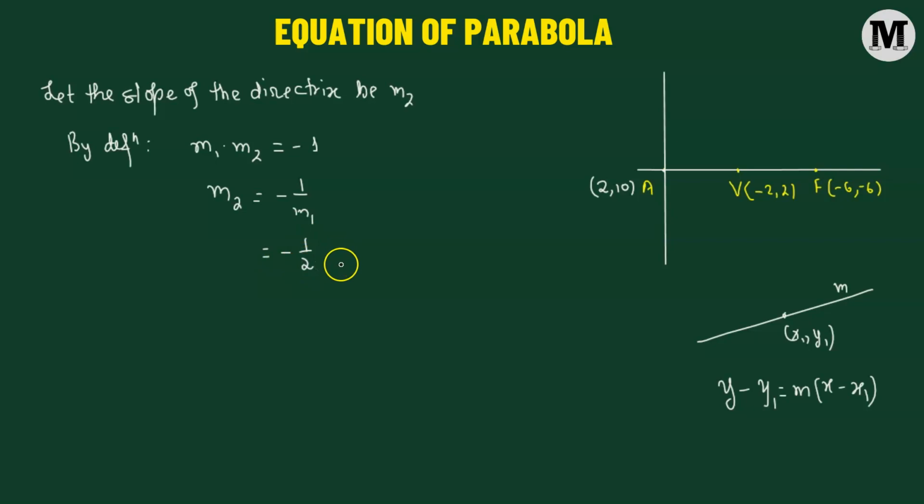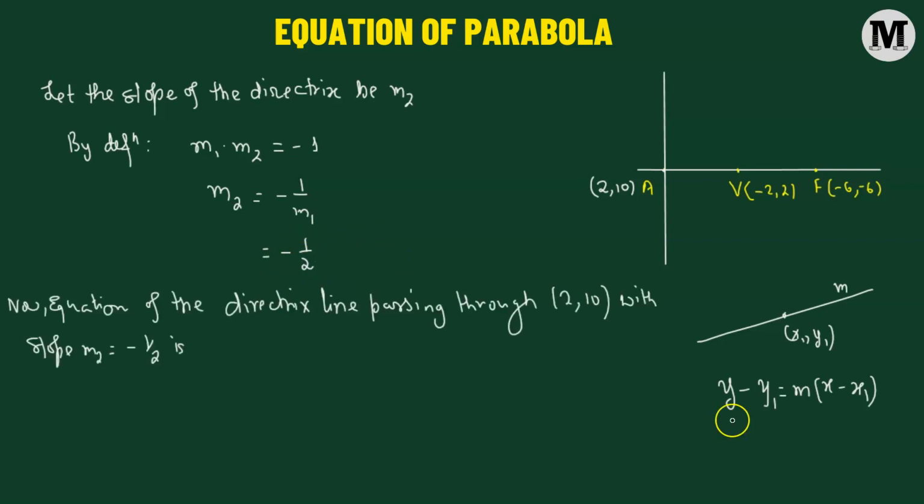Now we are ready to find out the equation of the directrix line. So we'll use the point slope form of a line. Here we have y minus y1. y1 is going to be the y coordinate of point A, so that's 10. This will be equal to -1/2, which is the slope of the directrix line, multiplied by (x minus x1). So x1 is going to be the x coordinate of the point A.